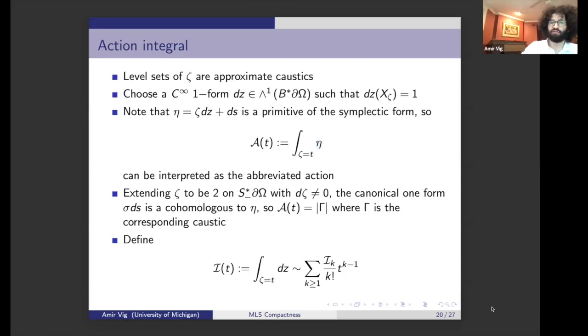So let's just introduce a further abbreviated action, which is just the integral of the one form dz over these orbits. Okay. So this thing has some Taylor expansion, and these IKs are precisely the IKs that appeared in the length of a caustic expansion a couple slides ago. So T is going to be the Lazutkin parameter to the power 2/3.